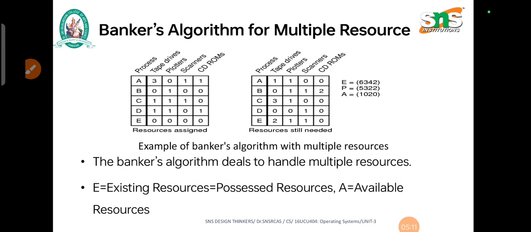Next is P. P is the number of resources that are used by the processes, that is 5, 3, 2, 2, 1, 2. Next are the available resources. So the available resources are 1, 0, 2, 0. So the Banker's algorithm can handle multiple resources.